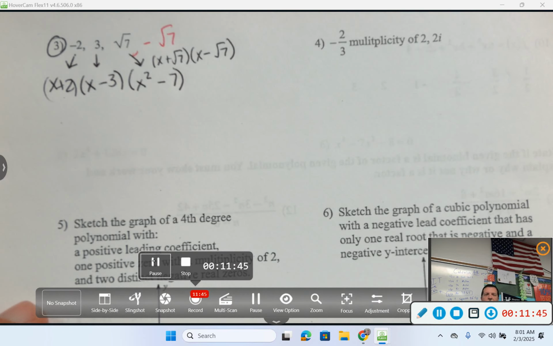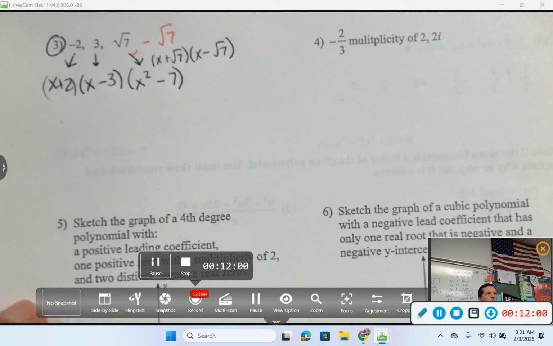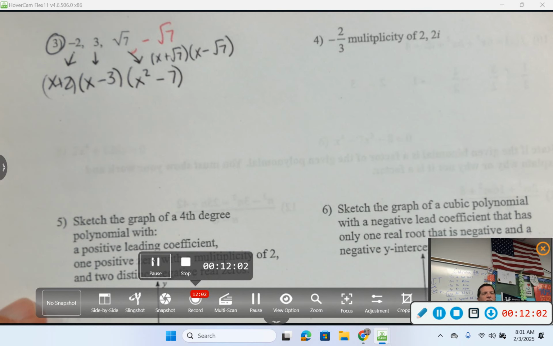So, intermediate steps that you may or may not need. Have I answered the question? Write a polynomial function in standard form of least degree with integral coefficients. So what do I need to do? Multiply that thing out. Yeah, that's the correct response to that.